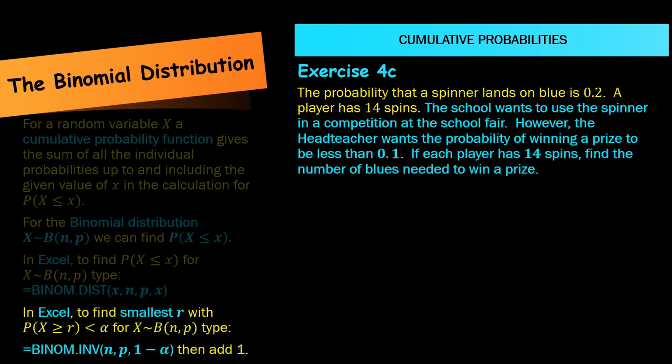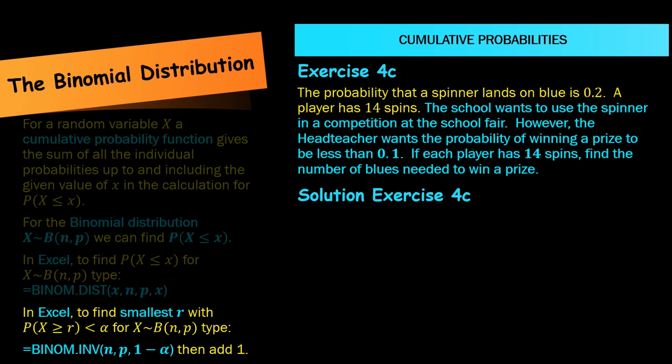And now for part C. The school wants to use the spinner in a competition at the school fair. However, the head teacher wants the probability of winning a prize to be less than 0.1. If each player has 14 spins, find the number of blues needed to win a prize. So now in Excel we're going to use the formula equals binom.inv in order to find the smallest value of r, which is going to satisfy the required property.